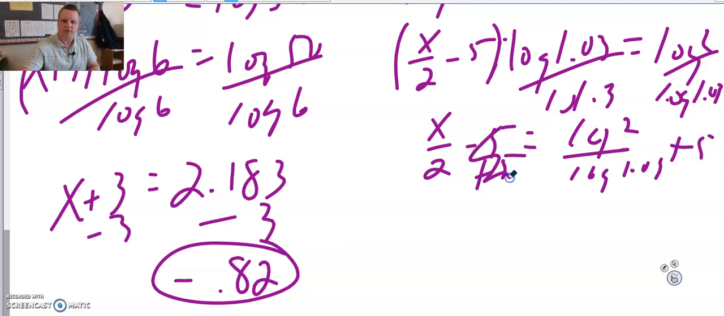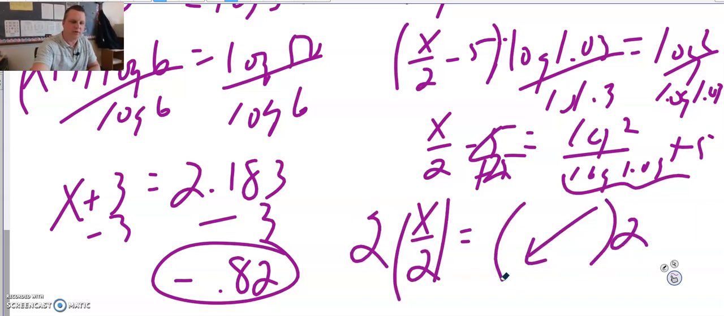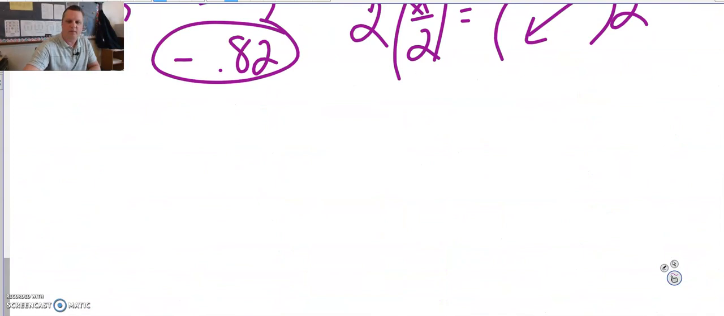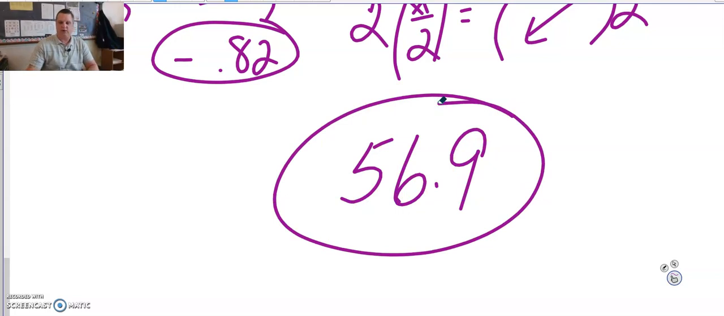Okay. So 5's gone. So you have x over 2 equals this guy here. And then you multiply both sides by 2, this whole thing by 2, because this will cancel here. And take the minute and put it in your calculator. And what you should end up with is 56.9. Make sure you put it in your calculator. It's 56.90. Okay? Put it in and make sure it works.